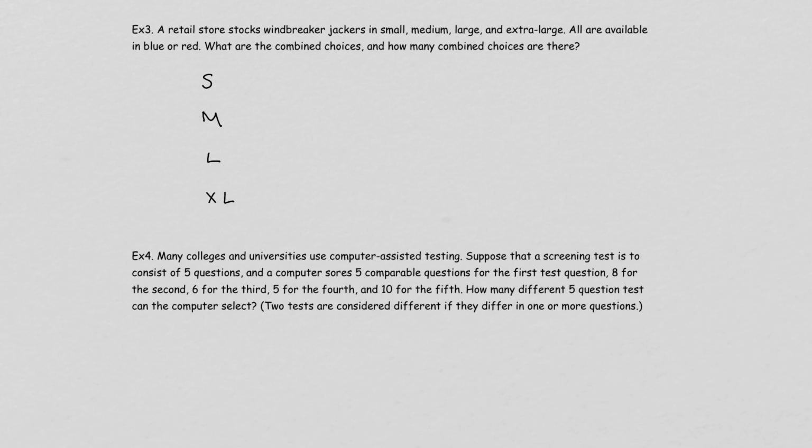And all these sizes will have either blue or red, right? Blue or red. Blue and red. So you could have either small blue or small red. That's the two options. And you have medium blue or medium red, large blue or large red. So this is all the options you could have. And how many of them? Looks like you have 8.